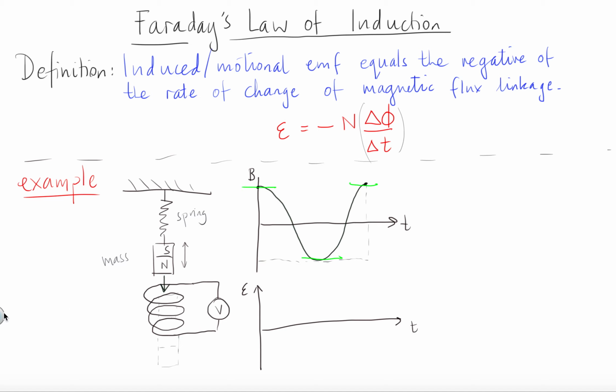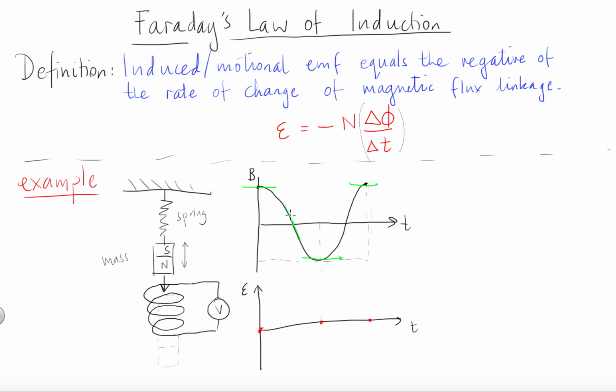here at these 3 points, the gradient is 0. We have a maximum, a minimum, and a maximum. So we have 0 induced EMF here, here, and here, if we have the same scale on the time axis.